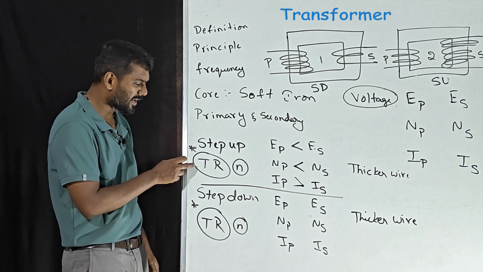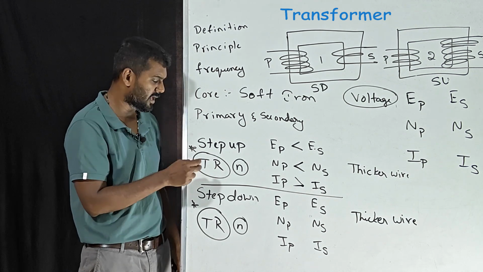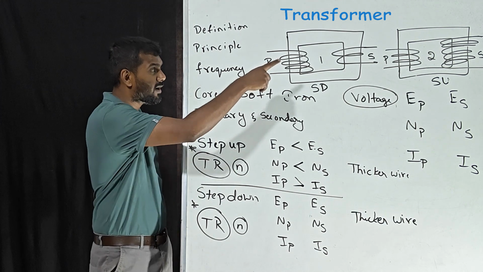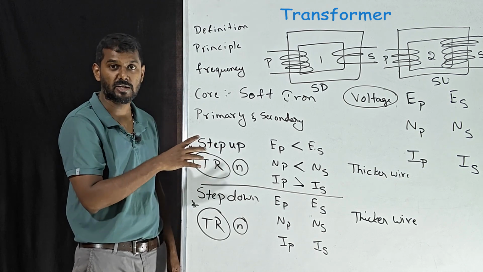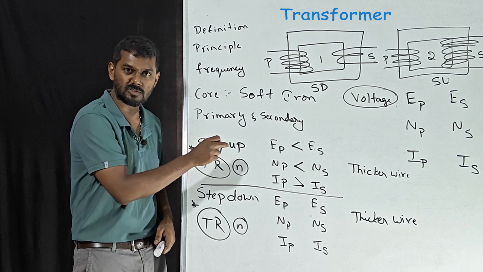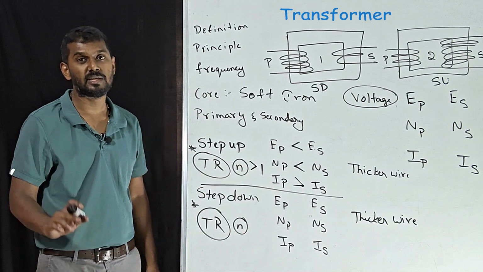Then TR is nothing but turns ratio, which we have learned previously. Turns ratio, the symbol we use is small n. For number of turns we use capital N. Small n represents, only in transformers, the turns ratio. Keep this in mind. For step up transformer, turns ratio is greater than 1.